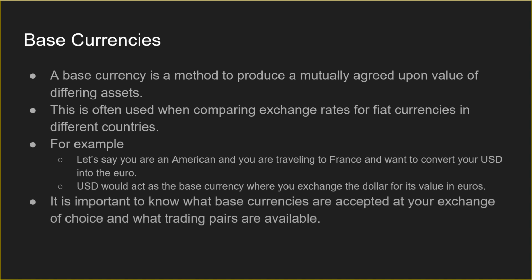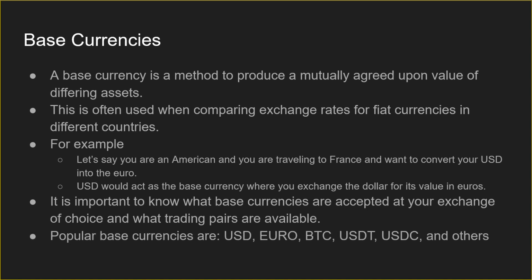It's important to know what base currencies are accepted at your exchange of choice and what trading pairs are available. Not every exchange will have the same trading pairs available. Not every exchange will accept all the same base currencies. The most popular base currencies are the US dollar, the euro, Bitcoin, USDT, which is Tether, USDC, which is US dollar coin, and others.